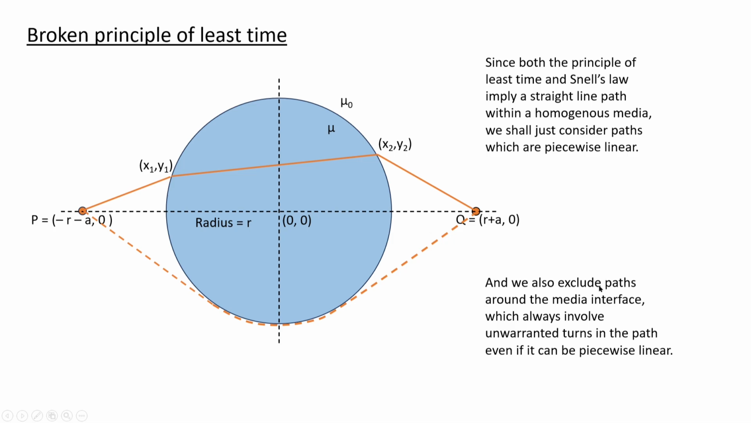And while doing these calculations, we exclude paths around the media interface, paths passing through these boundaries like this, which always involve unwarranted turns in the path. Even though they can be piecewise linear, we will not consider such paths. So in principle, we are not actually considering many of the random paths. This should give an idea that the principle of least time may not be true in the most generic sense. So in a limited sense, let's try and see if it works.